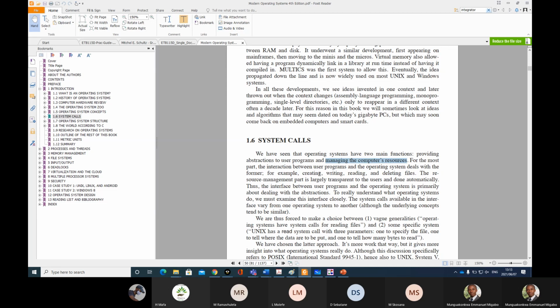For the most part, the interaction between user programs and the operating system deals with the former, meaning the managing of computer resources is actually the main or the core function of an operating system. So creating, writing, reading, deleting files, as an example. That's all management of resources. Without an operating system, we don't necessarily have the ability as a user to do all of those tasks, but it's thanks to it that we are able to do that.